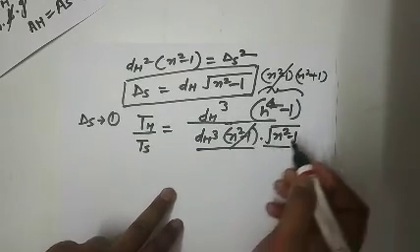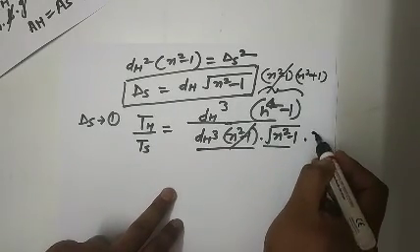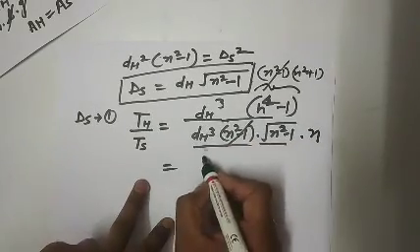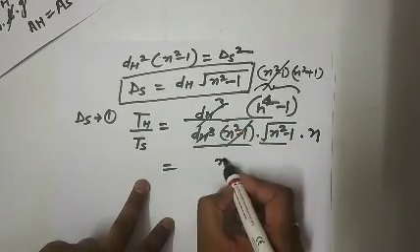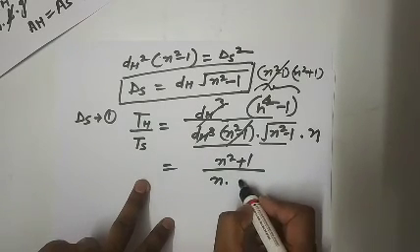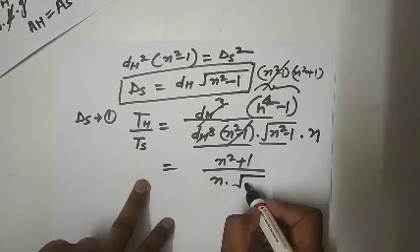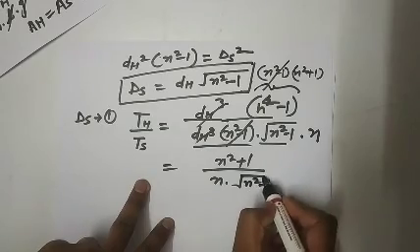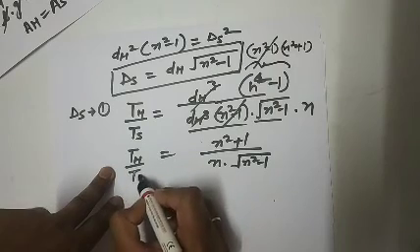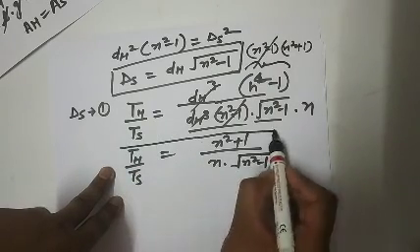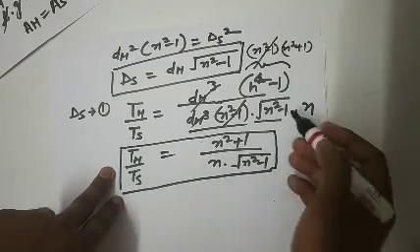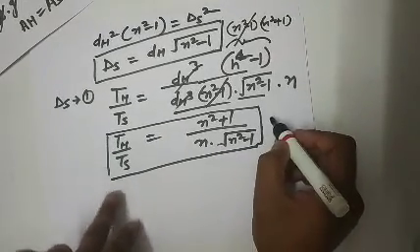Finally, what is left? Here n is given already in the equation. So the left terms, this will be cancelled out: (n square plus 1) upon n into under root n square minus 1. This is the comparison equation for strength of solid and hollow shaft in terms of diameter ratio, right?